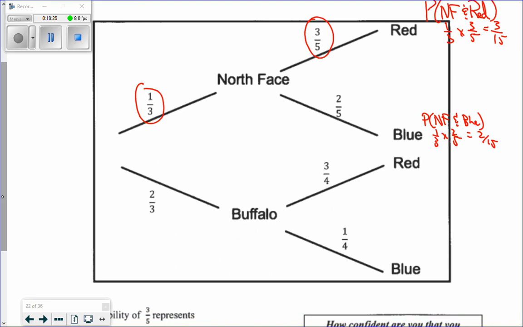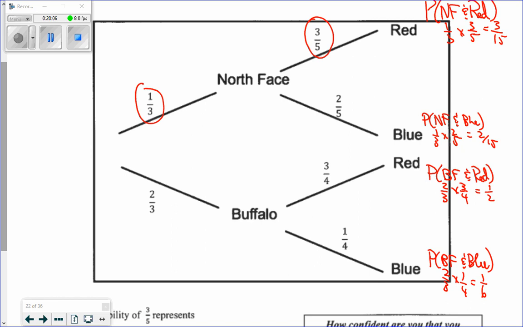For this one, the probability that he buys a brand Buffalo and that it's red. So the probability that he buys Buffalo brand and it's also red, or in other words, a red Buffalo shirt versus a blue Buffalo shirt, is going to be 2/3 times 3/4. So that is 1/2. The probability that he buys a Buffalo shirt and it also happens to be blue is 2/3 times 1/4. So that's 1/6.